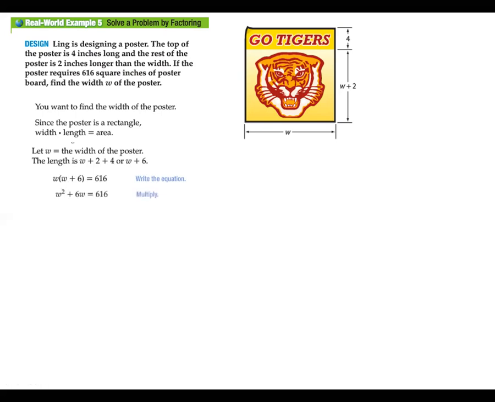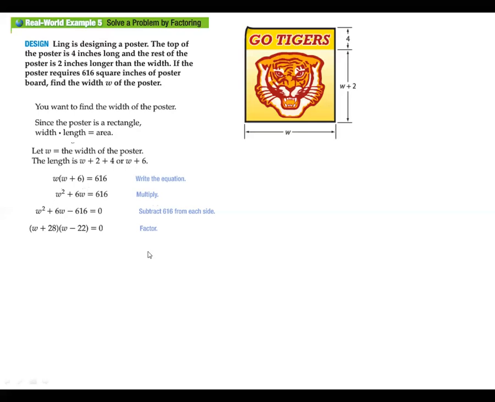So if I distribute, you get W squared plus 6W equals 616. And then you set it equal to 0 because it's a quadratic equation, and we are going to try to factor it to solve the equation. Right? Factors of negative 616 that add to 6 are negative 22 and 28. So again, the last term is negative, so I know one's going to be positive, one's going to be negative. Since the middle term's positive, the bigger factor has to be positive.